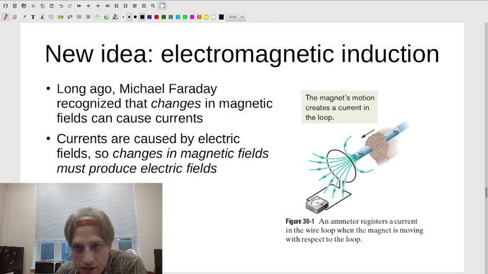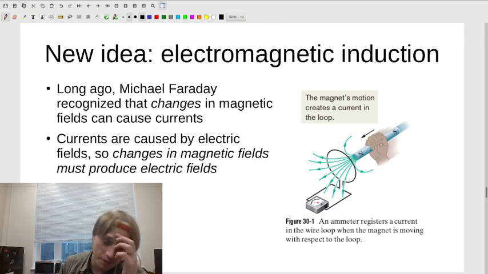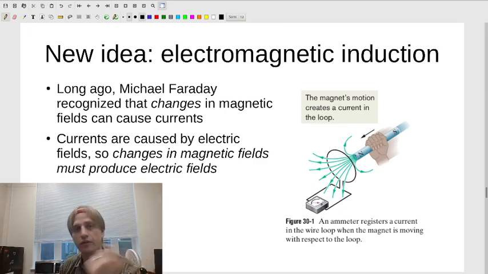What causes currents? Currents are caused by electric fields. So, changes in magnetic fields must produce electric fields. As we're going to find out, there's a parity to this such that changing electric fields also cause magnetic fields.